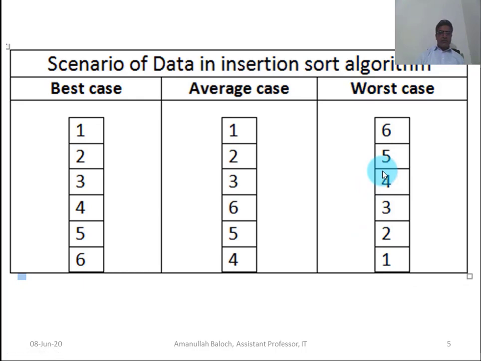This is the scenario of data samples. All the data in ascending order will be the best case scenario. All the data in descending order will be the worst case scenario. And if 50% of the data is sorted and 50% is not sorted, this will be the scenario of average case analysis of the insertion sort algorithm.